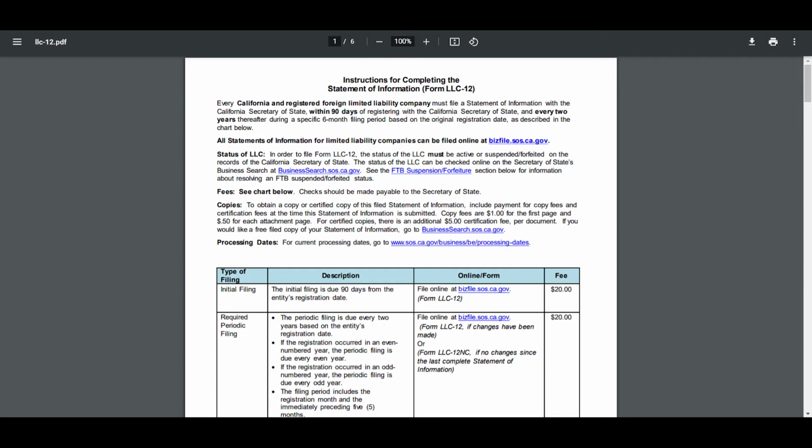If no manager has been elected or appointed, the name and business or residence address of each member. A valid email address, if the LLC chooses to receive renewal notices and any other notifications from the Secretary of State by electronic mail instead of by United States mail. And the general type of business that is the LLC's principal business activity.